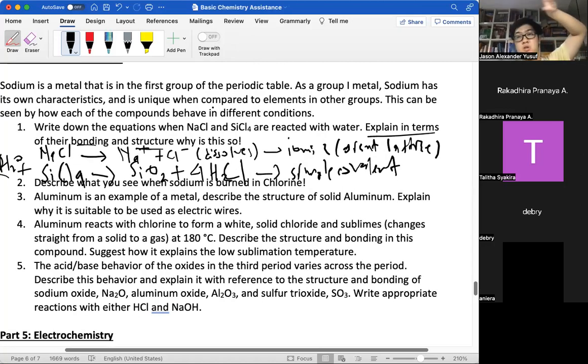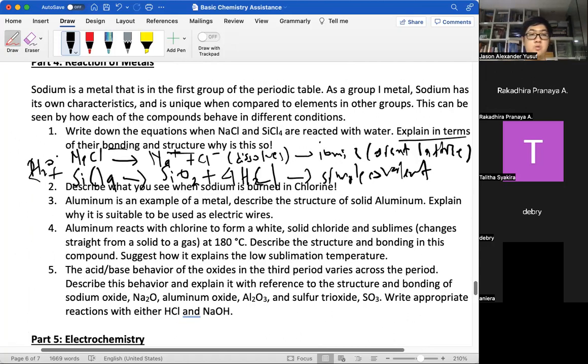And so basically, if we dissolve NaCl in water, the bonding here in NaCl is strong, which is why it doesn't react with the water. That's the simple explanation. For the complex explanation, I cannot give it to you now because it's a bit long.